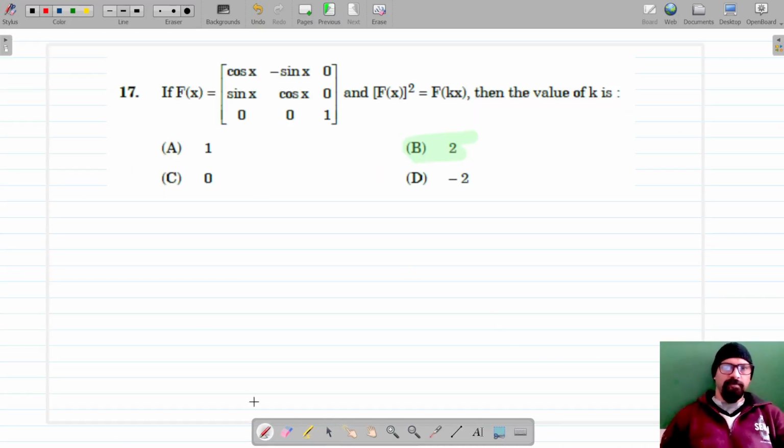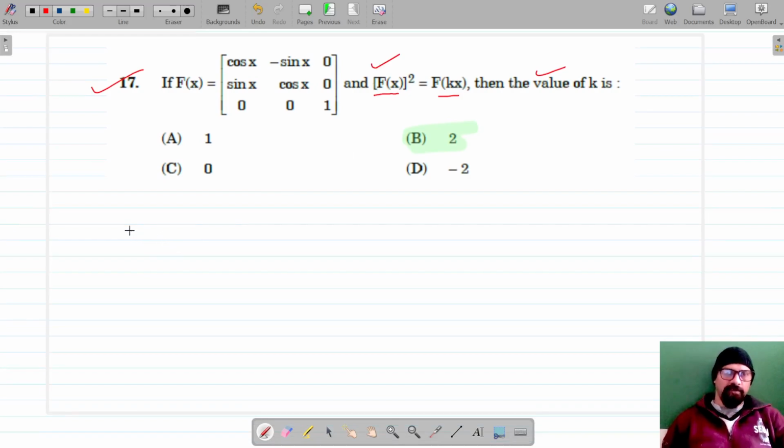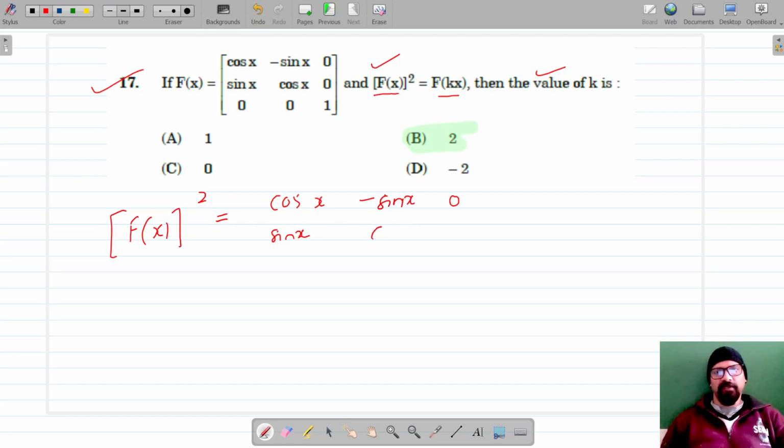Okay, for question number 17, it's given that f of x is the matrix with rows cos x, negative sin x, 0, and sin x, cos x, 0, and 0, 0, 1. And f of x the whole squared is equal to f of kx, and we need the value of k. So let's find f of x the whole squared, which is the product of f of x into f of x.